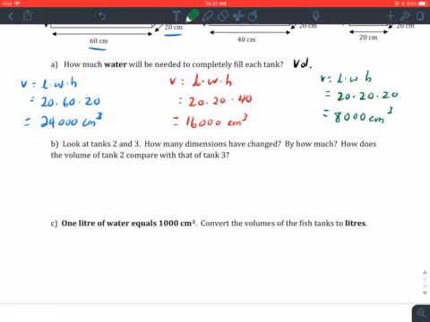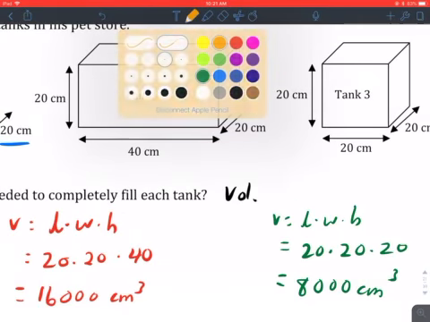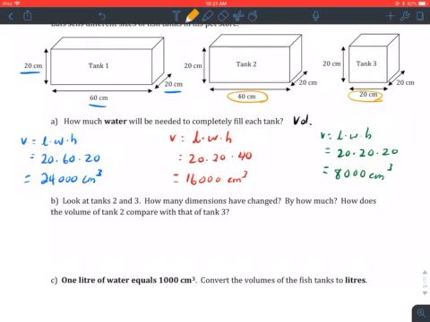And if we look at part B, we are asked to look at tanks 2 and 3. How many dimensions have changed? By how much? And how does the volume of tank 2 compare with that of tank 3? So we're going to compare the dimensions of the second and third tank. So I'm just going to zoom in a bit. Now we can see that the only dimension that's different is the length. And for tank 3, that length has been cut in half.